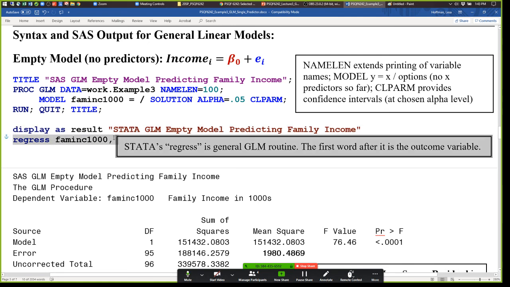Stata regress is even fewer words to type. You list the outcome variable first, followed by any predictor variables. There's none right here, so that's it.